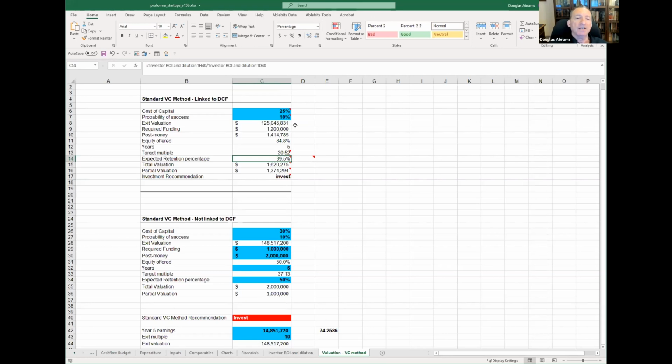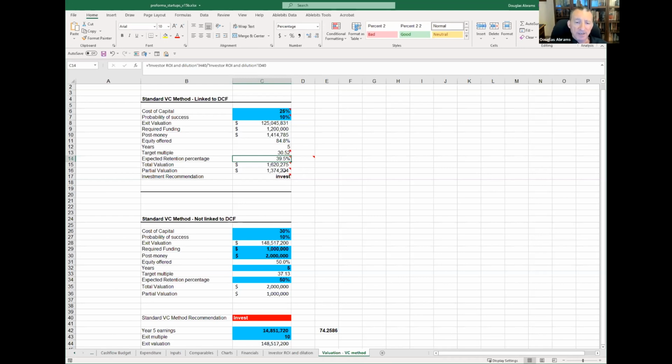And 10% is probability of success at the exit valuation selected. So the reason I'm using these two numbers, that gives us the 30x multiple. So we can assume that 10% chance of success at this exit valuation will give us our required return. Now, as the exit valuation goes up, the probability of success is going to have to go down because the bigger the exit, the less statistically likely it is to occur.